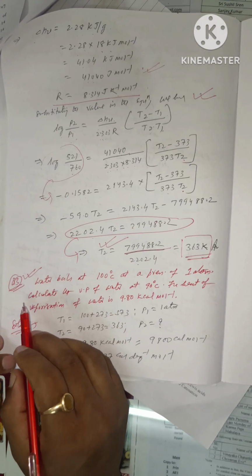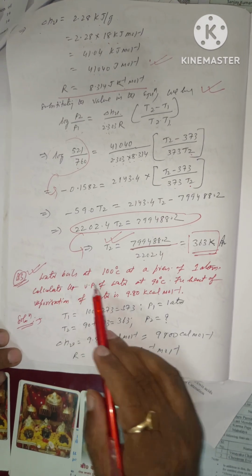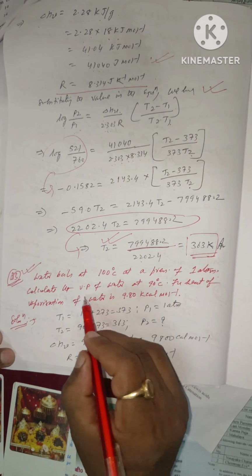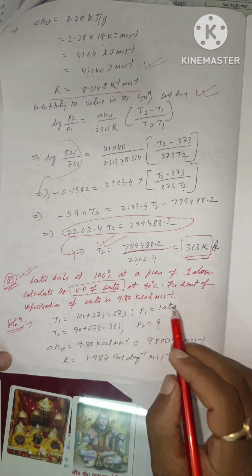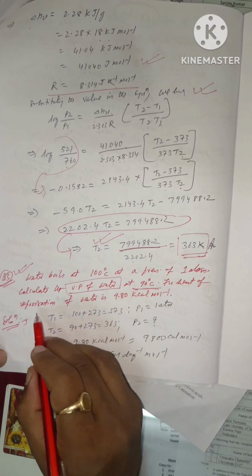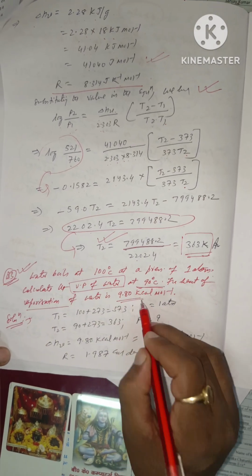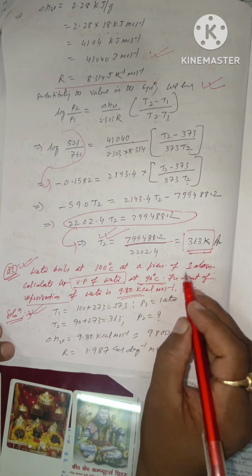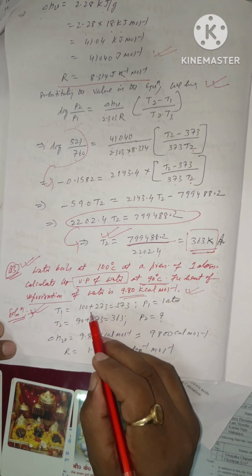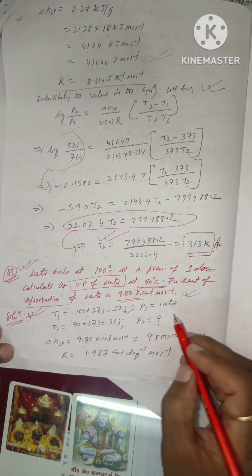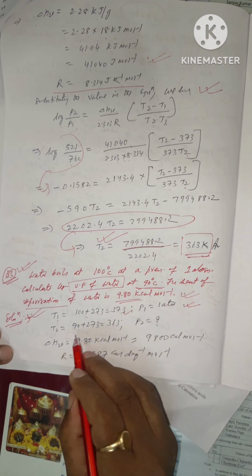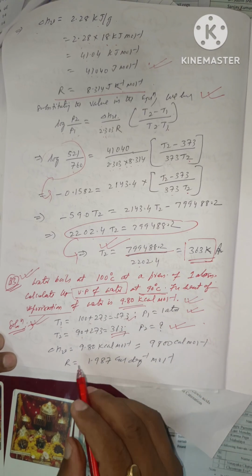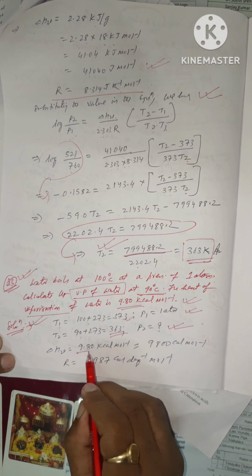Based on the Clausius-Clapeyron equation: water boils at 100 degrees centigrade at a pressure of 1 atmosphere. Calculate the vapor pressure of water at 90 degrees centigrade, if the heat of evaporation of water is 9.80 kilocalorie per mole. So first of all, what we have been given: T1 is equal to 100 plus 273, that is 373, and P1 is equal to 1 atmosphere, T2 is equal to 90 plus 273, that is 363, and we have to calculate P2.